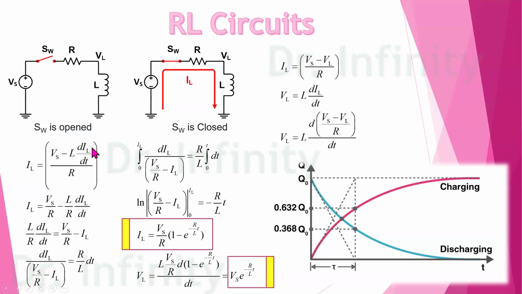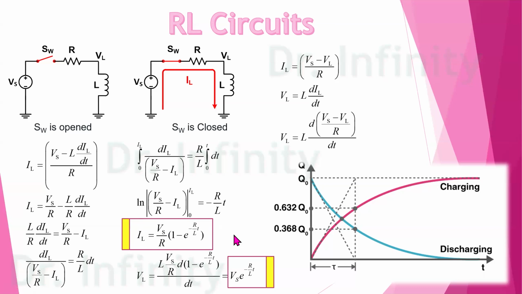After separating the variables, we will have this equation finally: dIL divided by Vs over R minus IL equals R divided by L dt. So this is the integration equation. Now we can integrate 0 to IL and 0 to T. After that you can obtain this expression. Very easy. Now we can remove the ln by using anti-ln. Then you will have IL equal Vs over R times 1 minus e to the power minus R divided by L times T.